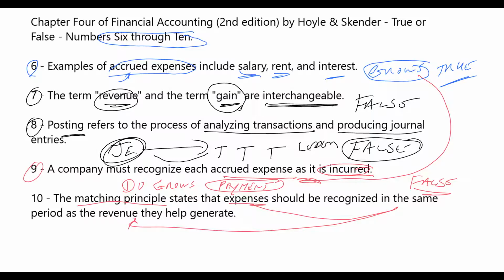Number 10. The matching principle states that expenses should be recognized in the same period as revenue. That's a very old term in accounting that's been used for many, many years. When do you recognize expenses? You recognize expenses in the same period as the revenue they help to generate. That statement is true.